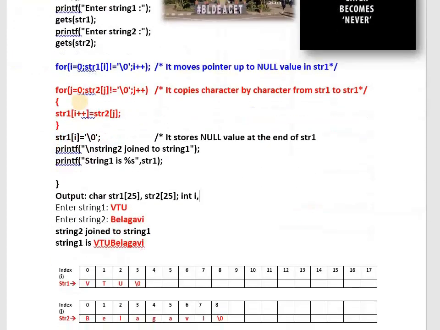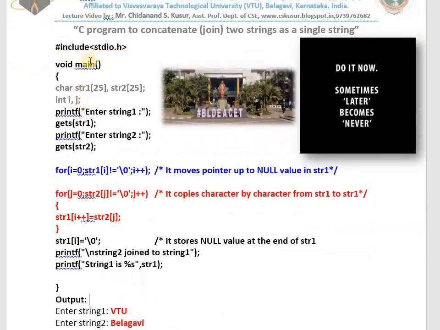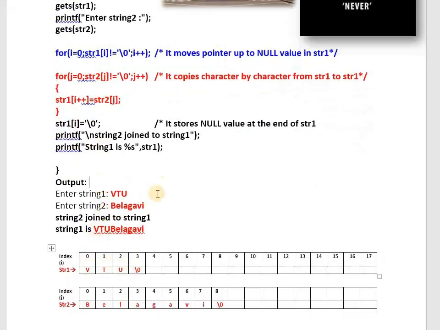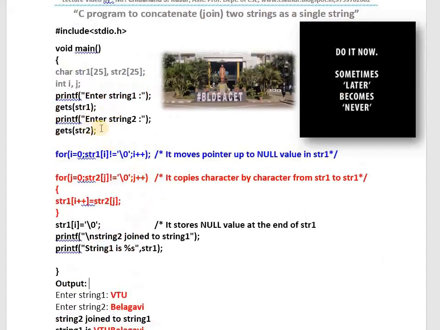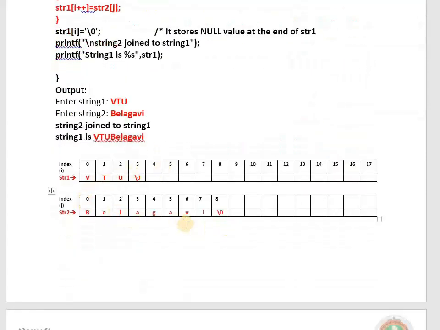That's all. Now I explain you the program. This program is a very easy program. First of all, hash include stdio.h, void main, char str1 of 25, str2 of 25, int i, j. Read string 1, enter string 1. Whatever string 1 I enter will be stored in str1. Assume that I entered VTU. VTU will be stored in str1. Next, assume that I enter string 2 as Belgavi. Belgavi will be stored in str2 in this way.